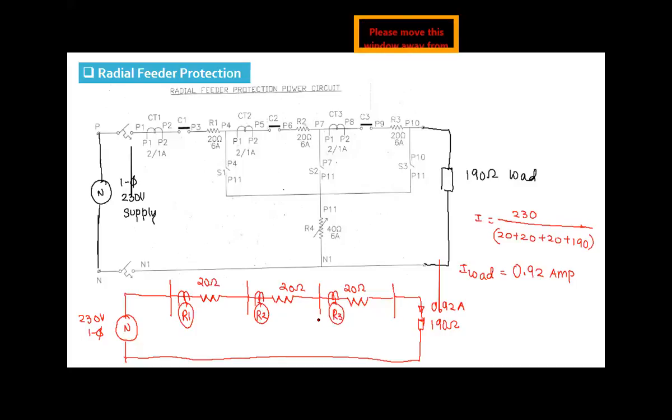Which is the last relay? Last relay કઈ છે આ ત્રણેયમાં? Yes, load side R3. So obviously the pickup of R3 should be more than the load current. R3 નું pickup load કરતા વધારે જ હોવું જોઈએ. Suppose if I keep R3 pickup 0.5, will it do? No. So what should be the pickup of R3?